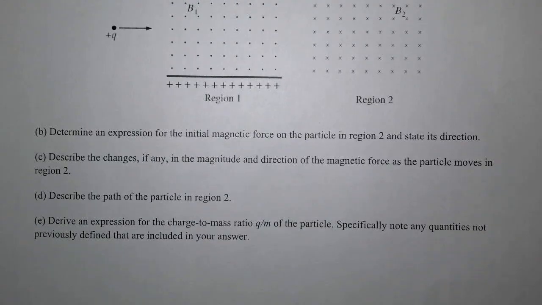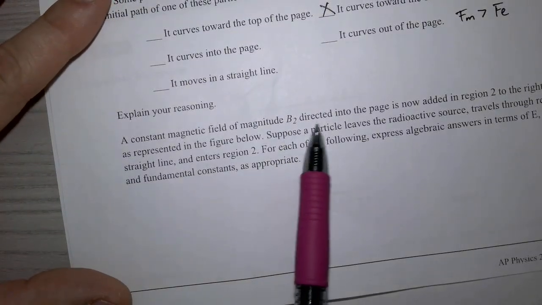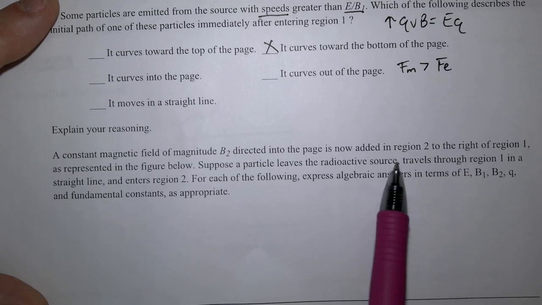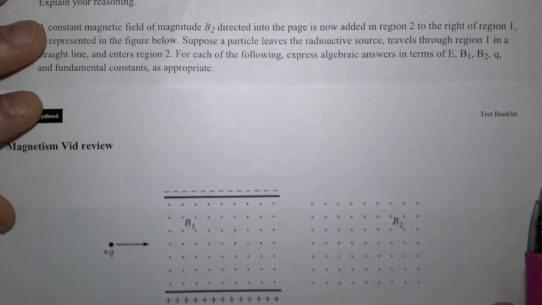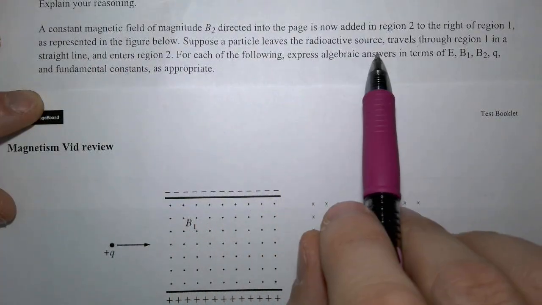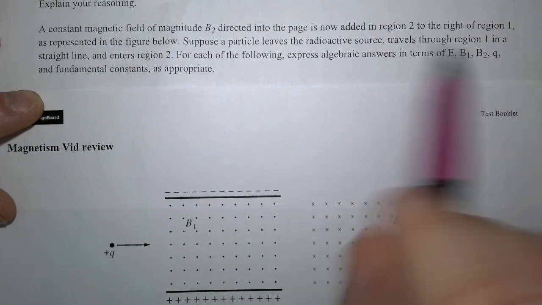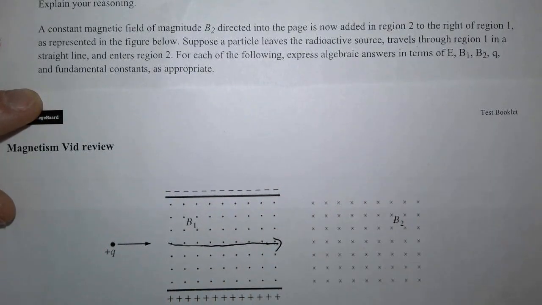Okay, it says, for all parts from here on out, a constant magnetic field B2 directed into the page is now added to the region. So here is B2 added into the region. Let's see if I can put both of these on the screen. Not easily. There we go. All right. The particle leaves the radioactive source and travels through region 1 in a straight line. So we're going in a straight line through here.